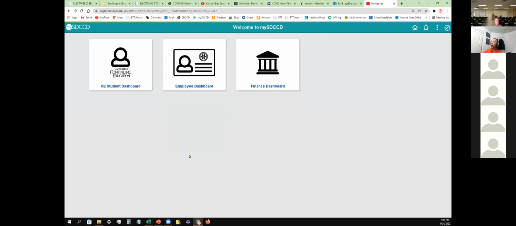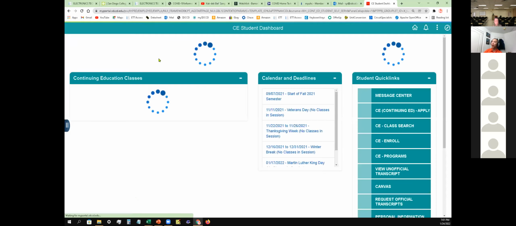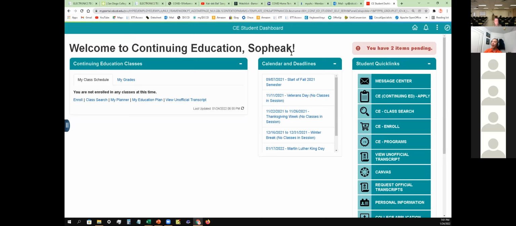When you log into the portal, it will bring you in here. For you, you're going to have just the CE student dashboard, but mine has multiple things because I'm an employee working through the school. When you come in, you're going to see this welcome page right here. Then what you want to do is go in here and click on this, CE, Continuing Ed, Apply. You click on that.